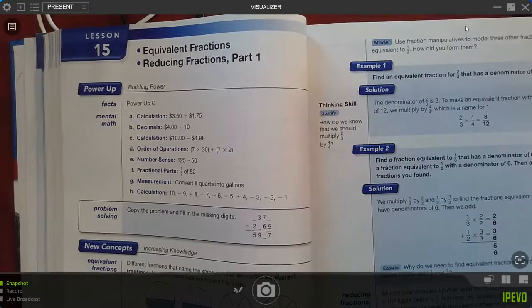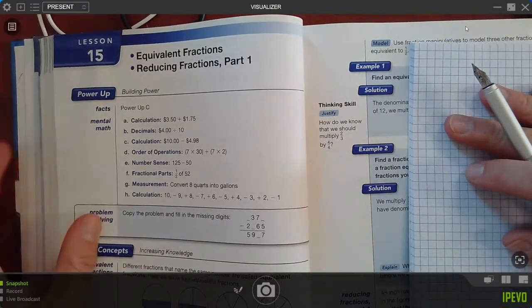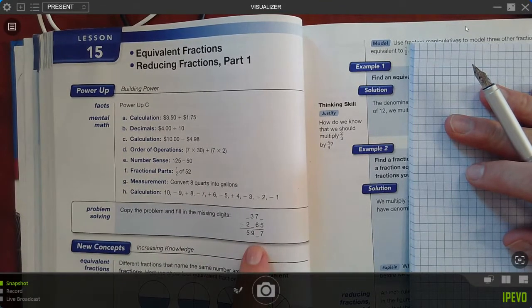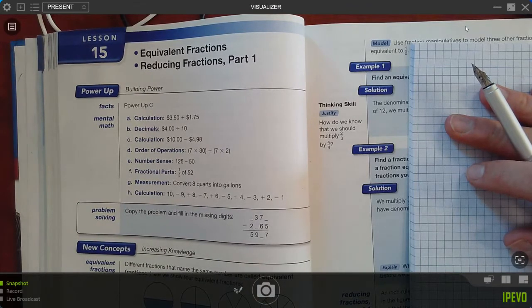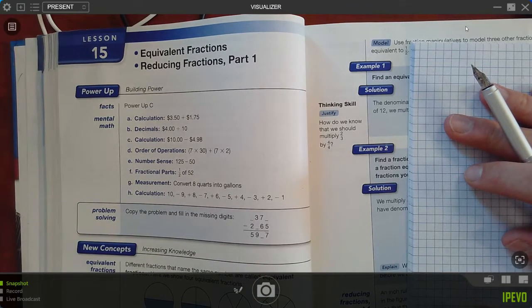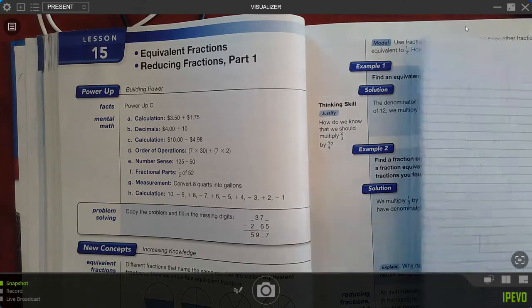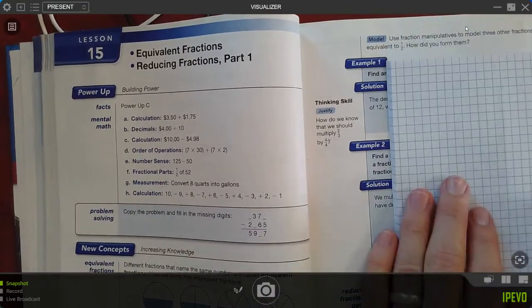All right. Now, for lesson 15, of course, you're starting with your mental map. Then you're doing your problem solving, okay? This is almost Sudoku-esque. It's small little bits and bobs trying to put it together. Now, the new concept. Here we're talking about equivalent fractions and reducing fractions.